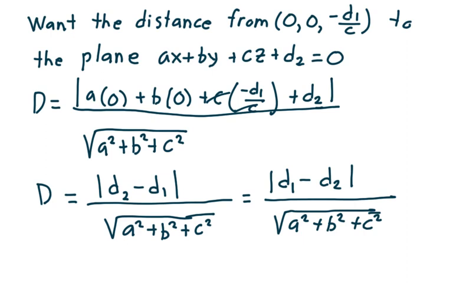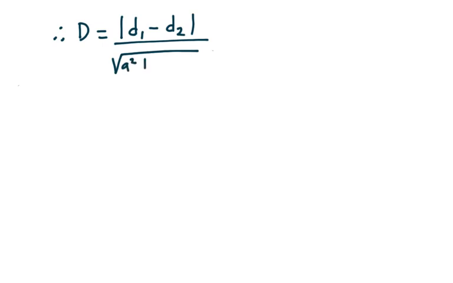But I claim that's the same as the absolute value of D sub 1 minus D sub 2 over the square root of A squared plus B squared plus C squared. And so, therefore, capital D is the absolute value of D sub 1 minus D sub 2 divided by the square root of A squared plus B squared plus C squared. And we're done.